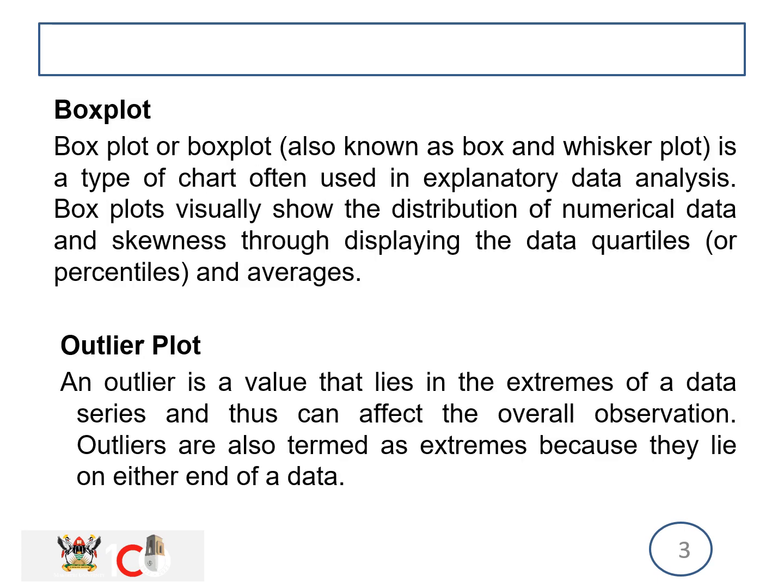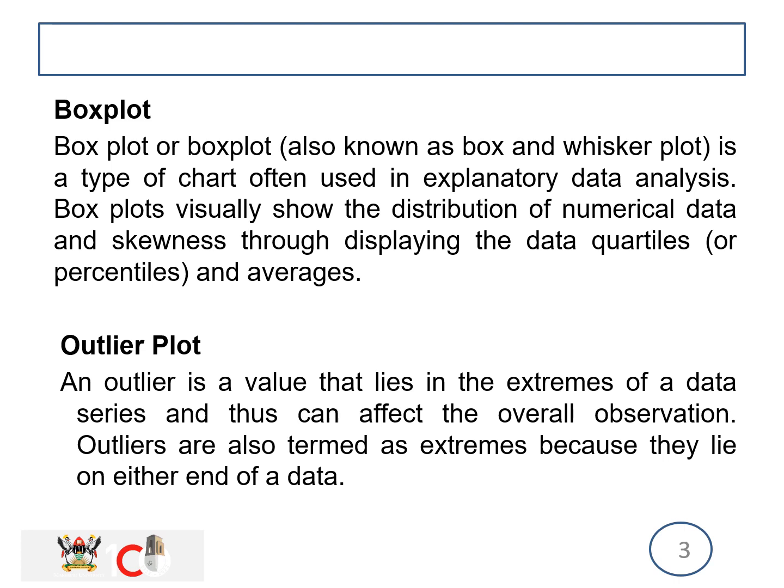The box plot, sometimes known as box and whisker plot, is a type of chart often used in exploratory data analysis. These box plots usually show the distribution of numerical data and skewness through displaying the data quartiles or percentiles and averages.